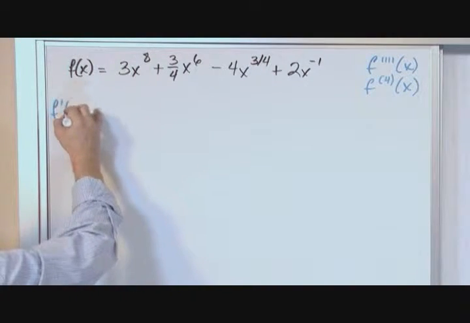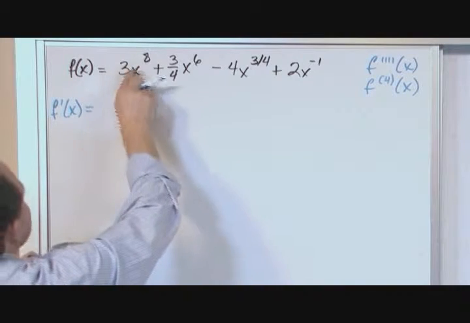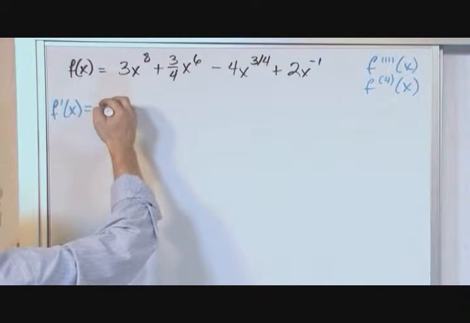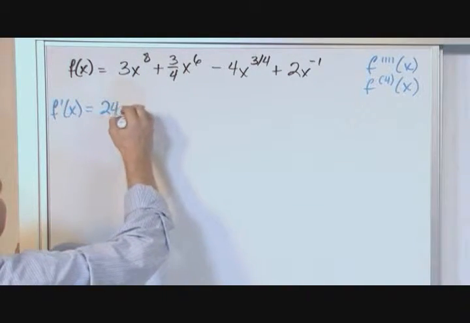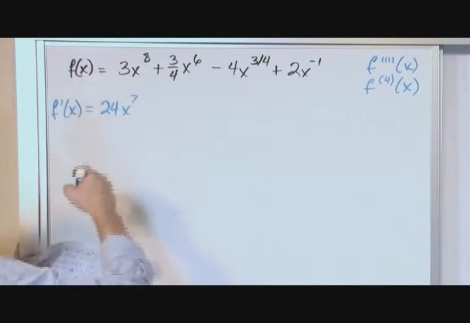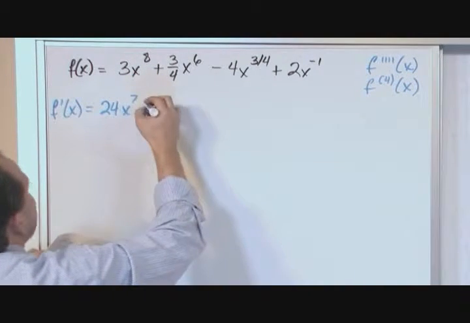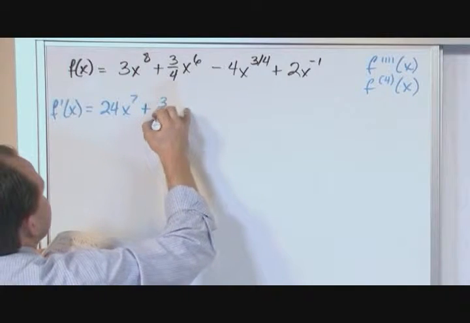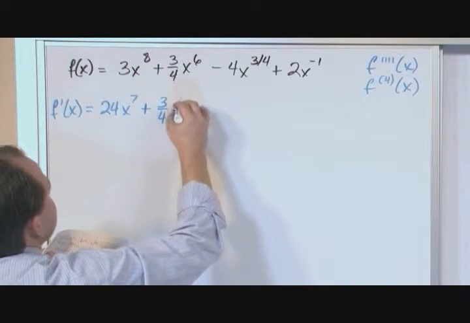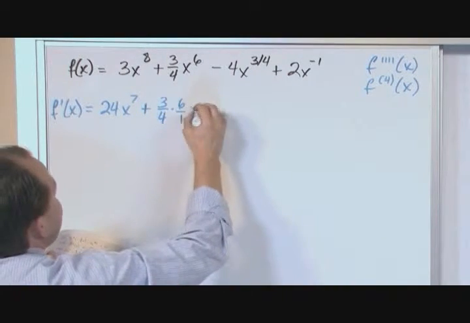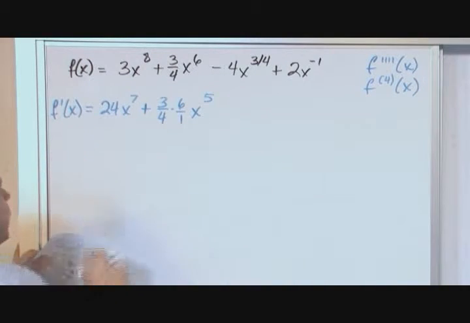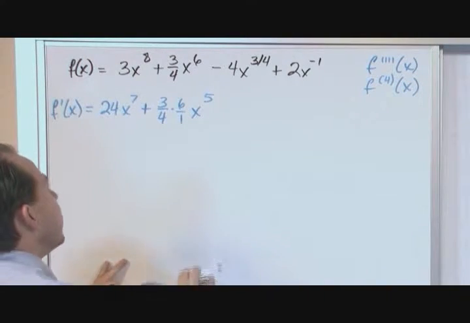F prime of x. Okay, so we're doing a little multiplication here. 3 times 8 is 24, x to the 7th power. We subtract 1 off. All right? Over here, we're going to have 3/4 multiplied by this exponent. I'm going to write it as 6 over 1, x to the 5th. We'll come back and do the simplification later. Don't try to do too many things at once.